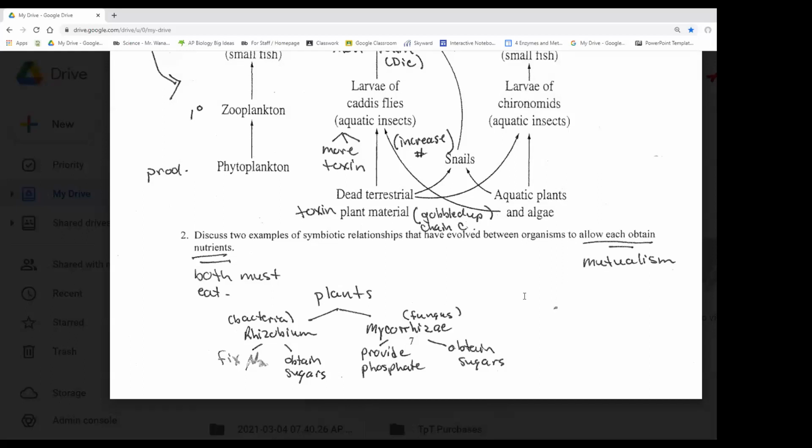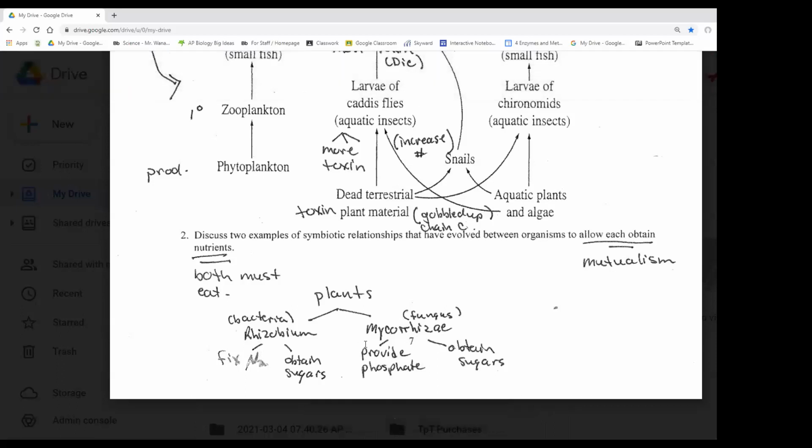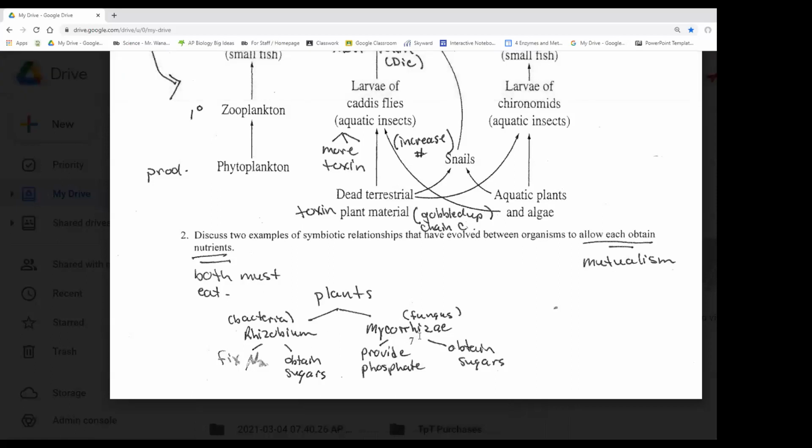And then you also have mycorrhizae, which are fungus that live along with the plants as well. So when they break things down, they're providing phosphates and sugars. So they're getting nutrients from the plants, like they're getting the sugars from the plants, right? And they're giving the phosphates. I kind of didn't say that quite right. So those are a couple of other examples.